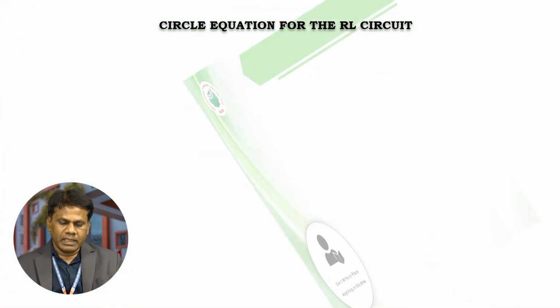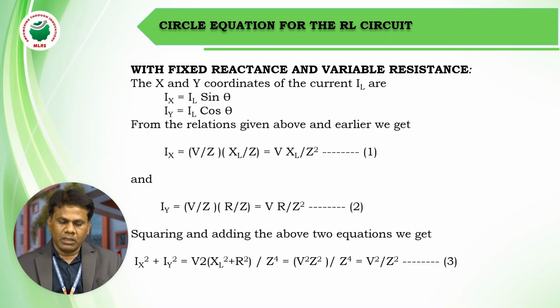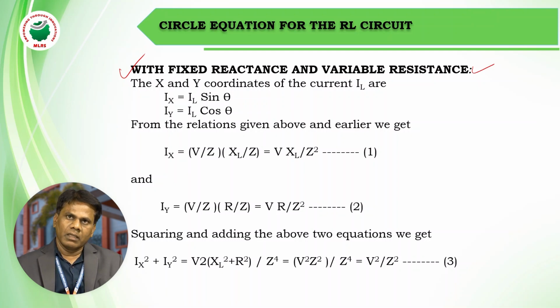Next we can see some more equations related to the variable resistance and fixed reactance of an RLC series circuit. The X and Y coordinates of the current phasor are given by: the X component is IL sin theta, and the Y component is IL cos theta. From the above relations, Ix is equal to V by Z times XL by Z, so Ix is V XL by Z square. Let us consider this as equation 1.